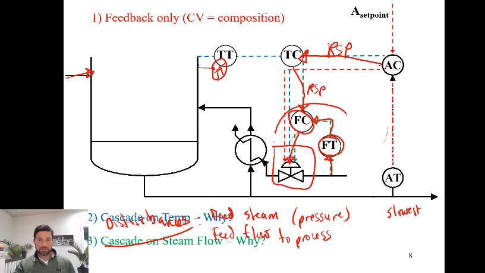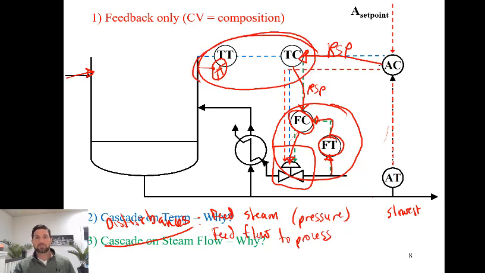So this loop is going to eliminate the effect of disturbances associated with the flow of steam. This loop is going to eliminate the effect of disturbances associated with the tray temperature in the column. And then we have our primary control loop, which is going to make sure that the composition stays at the desired set point.